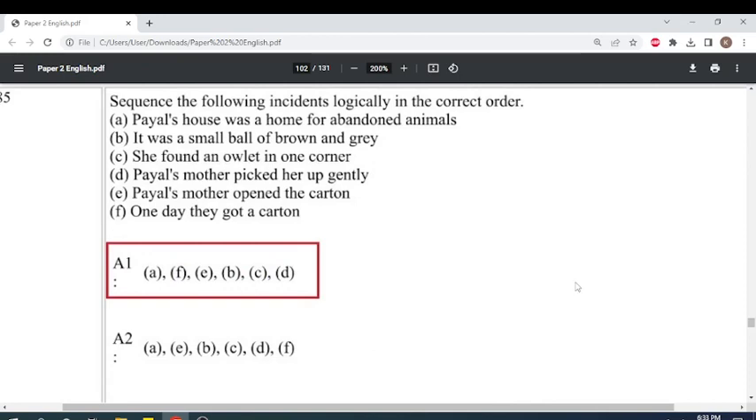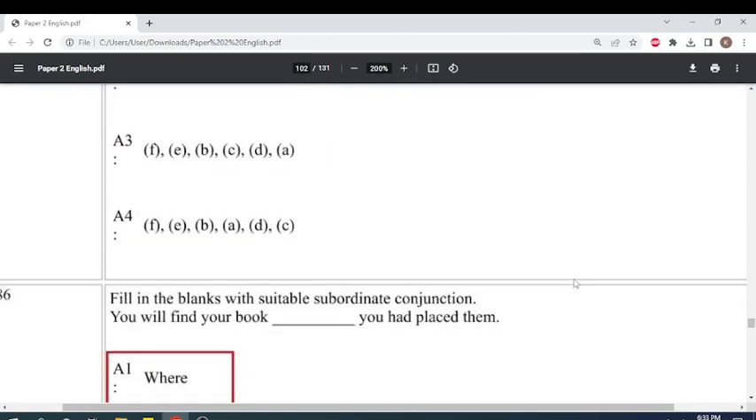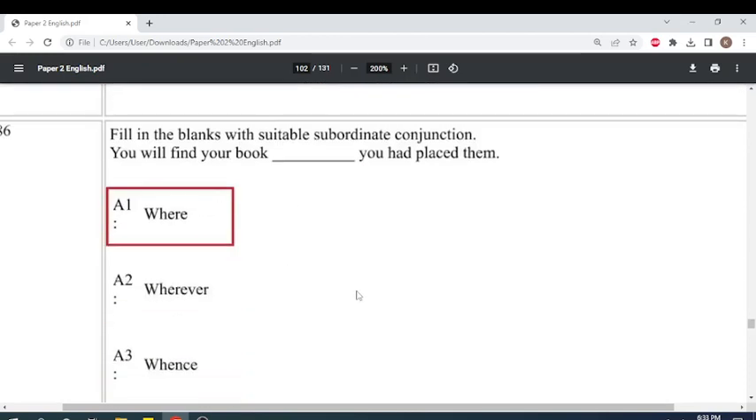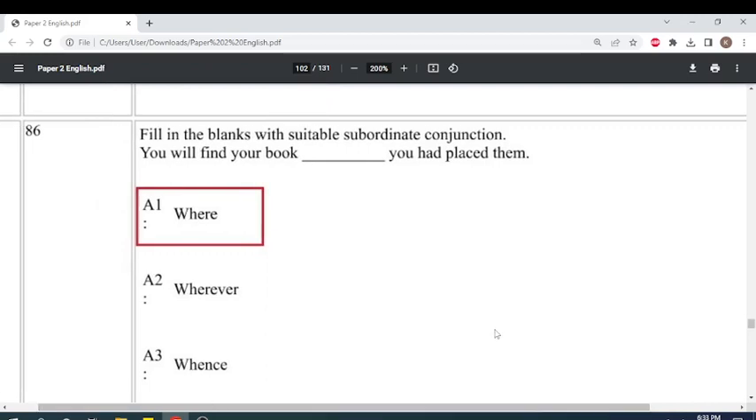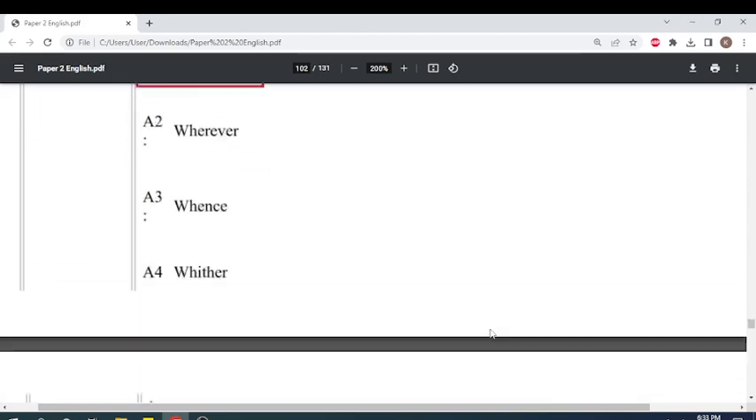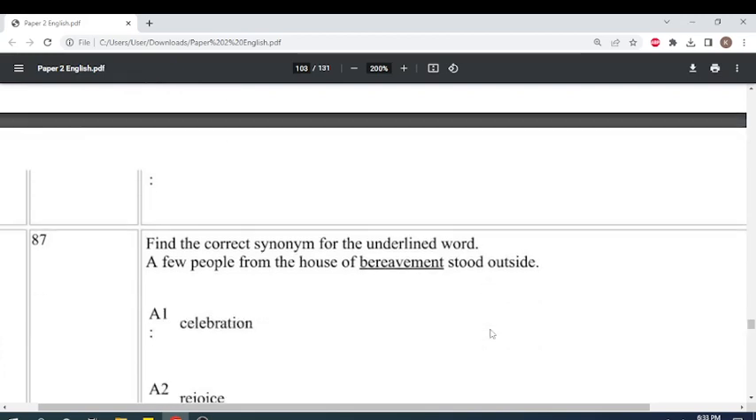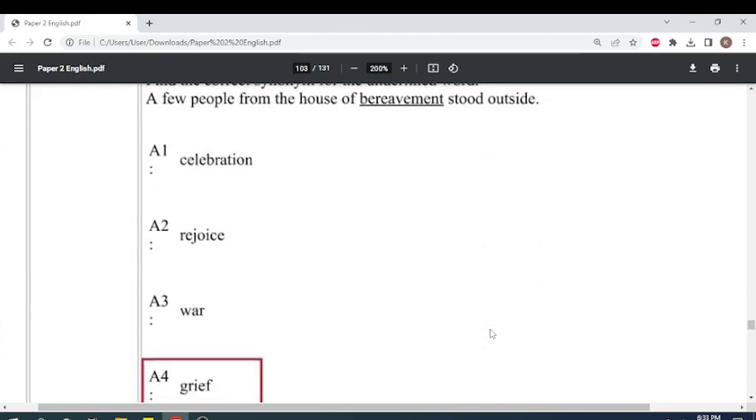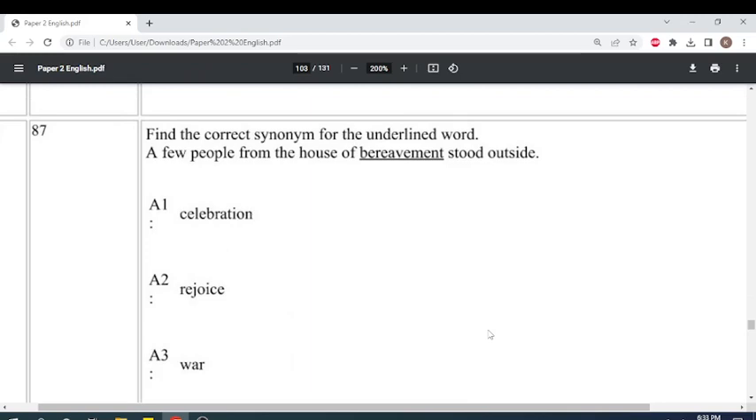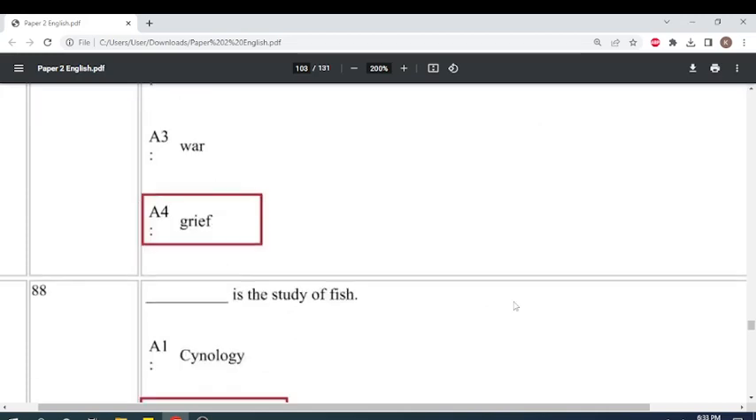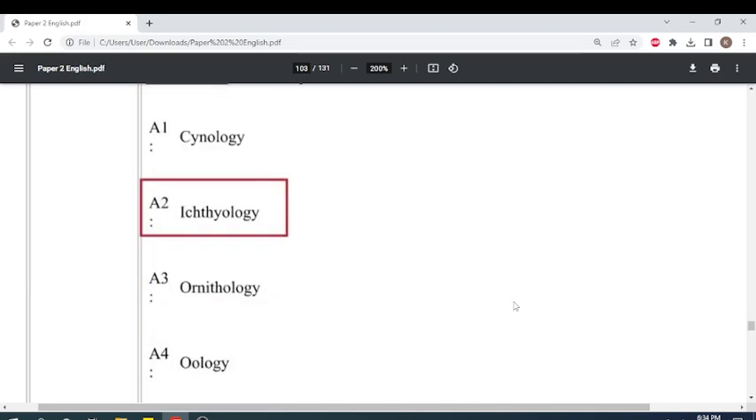85. Sequence the following incidents logically in the correct order. Answer A1. 86. Fill in the blank with a suitable subordinate conjunction. You will find your book dash you had placed them. Answer A1, where. 87. Find the correct synonym for the underlined word. A few people from the house of the bereaved man stood outside. Answer A4, grief.